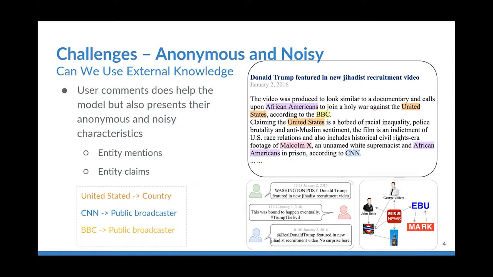For example, here, we would like to scan the news text to identify any proper noun, which we call entity mentions. And we would like to discover any other keyword, which we call entity claims, in a description linked to the entity mentions through external knowledge. We anticipate the inclusion of entity claims from external knowledge would help to learn better representation of news stories, as well as user opinions for fake news detection.